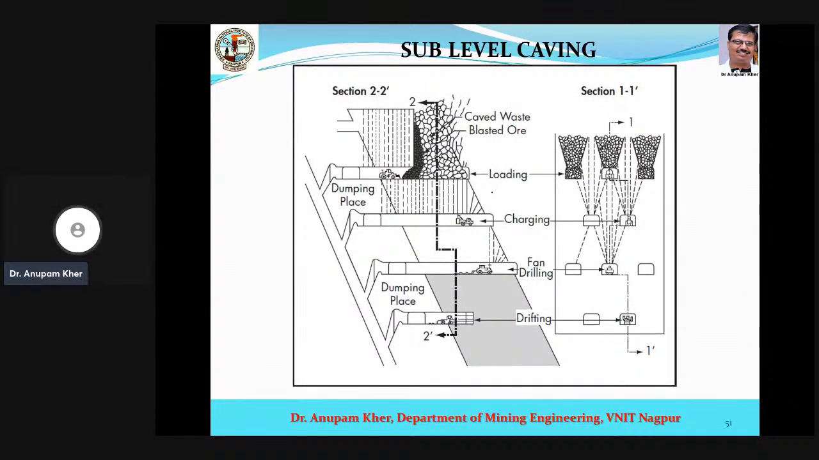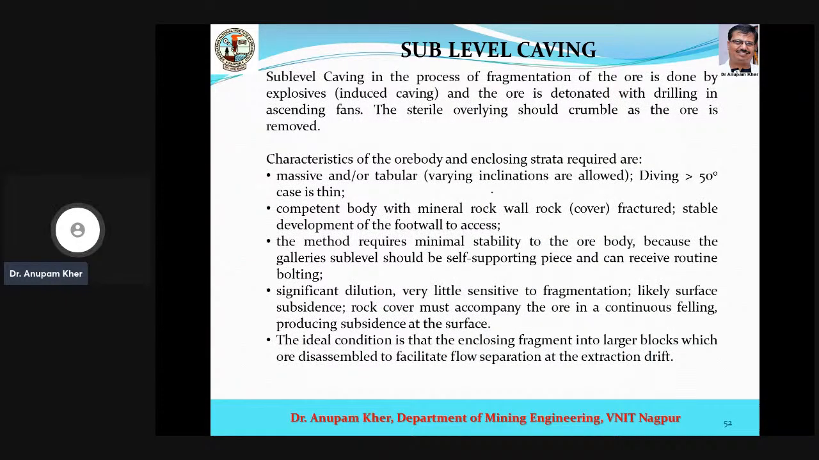Next category of the method is called caving, wherein the strata is allowed to cave, and the ore body is also allowed to cave. The first method is very similar, where we call it sub level. Again, we make the sub levels and start caving, allowing the caving from the top levels. So this is sub level caving.